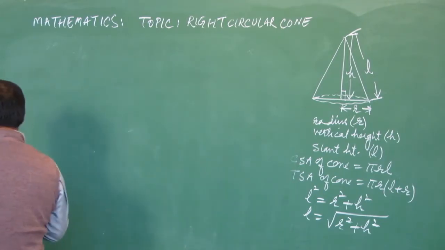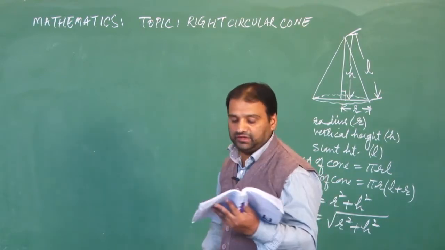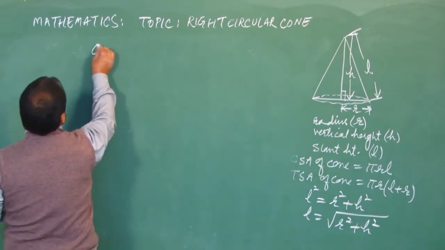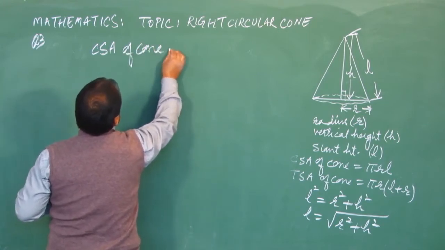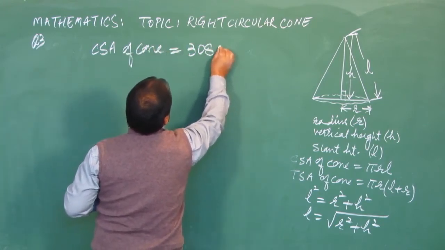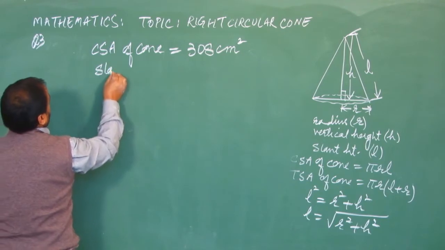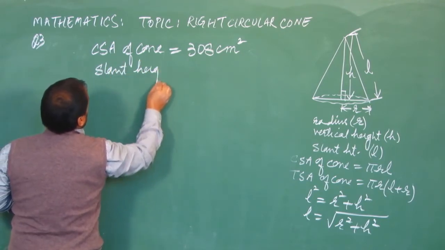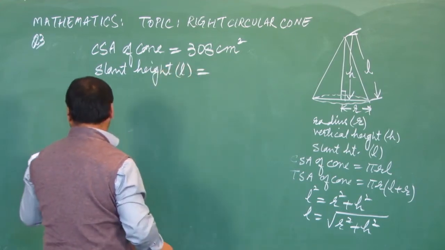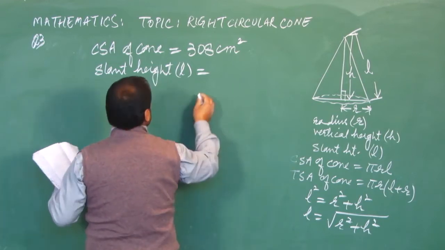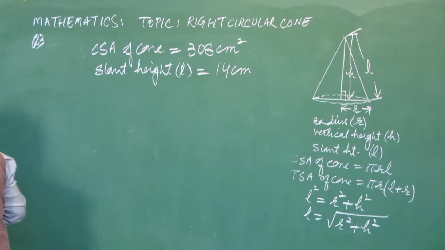Now we are given that curved surface area. Another question is there. The curved surface area of a cone is 308 centimeters square, and its slant height L is 14 centimeters. Find the radius and total surface area.